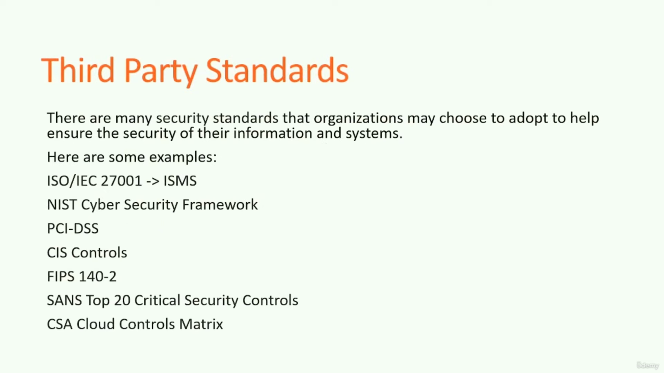We can also rely on third-party standards such as the requirements of PCI DSS, CIS controls from the Center for Internet Security, FIPS 140-2, SANS top 20 critical security controls, and cloud control metrics. All of these international standards can be used to help you create your own standard. For example, if CIS controls mention that a certain encryption protocol is not recommended, you can take the recommended encryption protocol and include it in your standard.